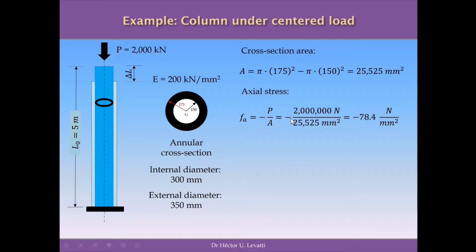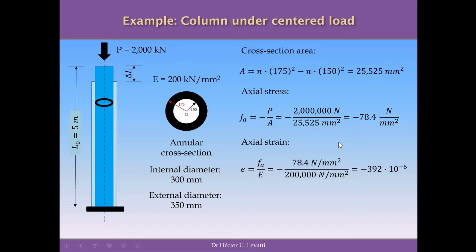The axial stress, which is the force divided by area, will be negative because it's compression by definition. So this will be equal to minus 2 million newtons, because we are transforming these 2,000 kilonewtons to newtons, divided by 25,525 square millimeters. All of this is equal to minus 78.4 newton per square millimeter. It is important to preserve the sign to express that this stress is compression.